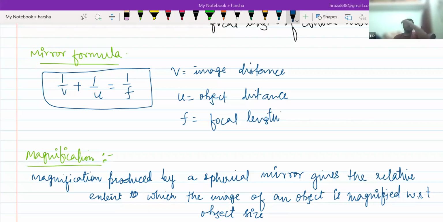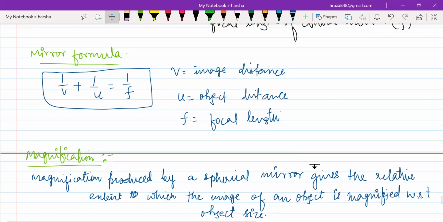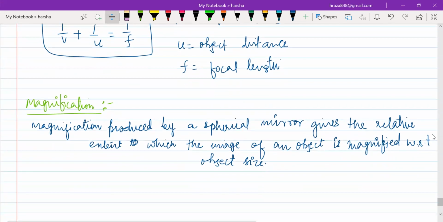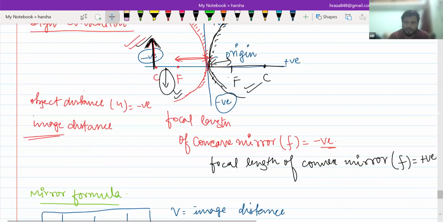Abdullah, is the screen shared? Yes, sir. Is your screen shared? Can you see the screen?